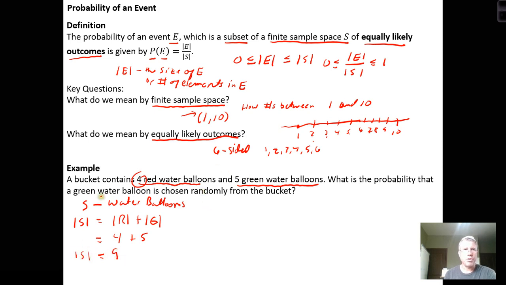And we want to know what is the probability that we get a green water balloon. And we recognize that the size of the set that contains the green water balloons is size 5. So the probability that we get a green water balloon is just going to be the number of green water balloons divided by the number of water balloons in the sample space. So 5/9 is the probability.